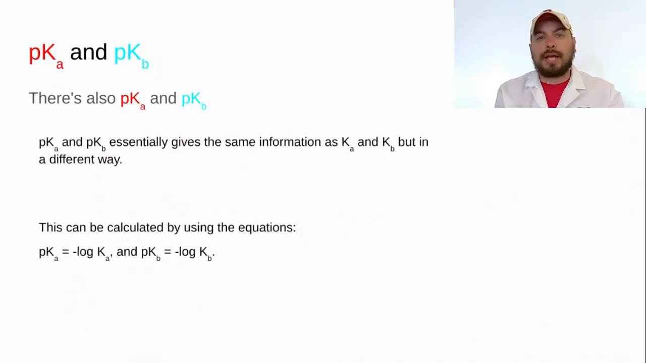The last thing I want to talk about are pKa and pKb. Now, just like pH is the negative log of the concentration of H plus, and pOH is the negative log of the concentration of OH minus, pKa would be the negative log of Ka, and pKb is the negative log of Kb. So oftentimes we will see pKa or pKb, and I just need you to understand that finding the Ka or Kb and converting it to pKa or pKb is just as easy as pH or pOH.